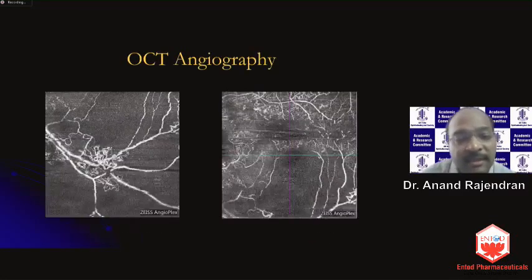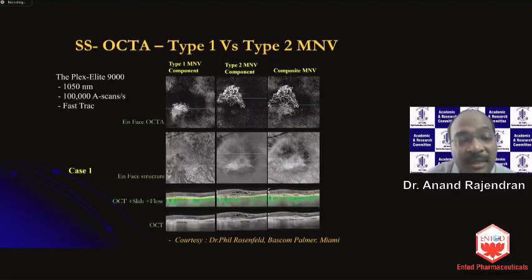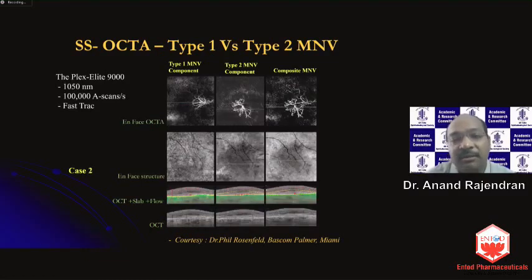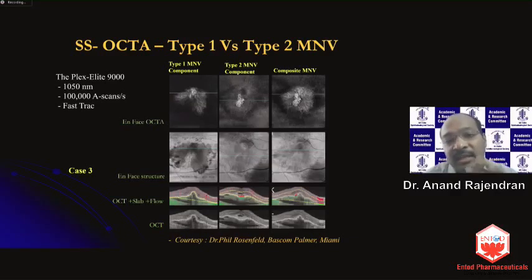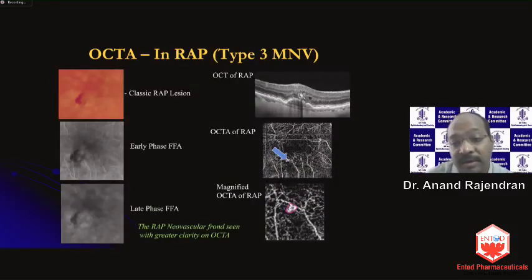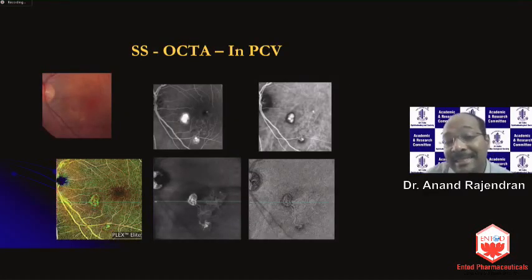OCT angiography, as I said, the current rage, is the new thing that has come in. It's good to look non-invasively at new vessels, and can show up capillary non-perfusion, macular ischemia. And these slides, courtesy Dr. Phil Rosenthal, who has a reflex lead with him, they've shown us the components of the CNVM can also be distinguished. You can see the type 1 and the type 2 components separately. You can track their progress with treatment. You can see here the type 2 component sitting at top, the type 1 component below. It can also be used to track the neovascular front of RAP lesions very well, as also in polypoidal choroidal vasculopathy, where we are going to understand that there are tangled kinds of vessels within these polypoidal structures.